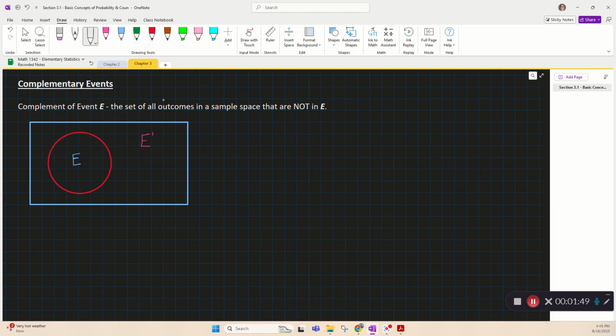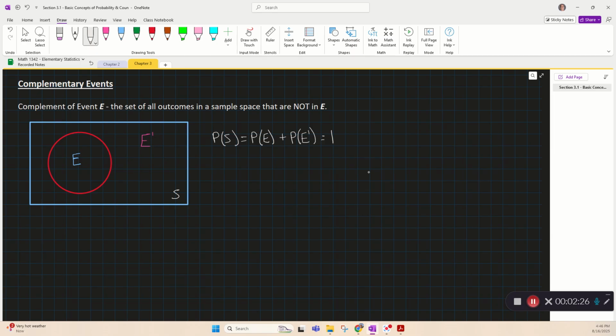But if I think of this whole rectangle as being my sample space, S, then that means the probability that S occurs is equal to the probability that E occurs plus the probability that E doesn't occur, which equals 1. E will either occur or it won't. So if I add those together, it should give me a probability of 1.